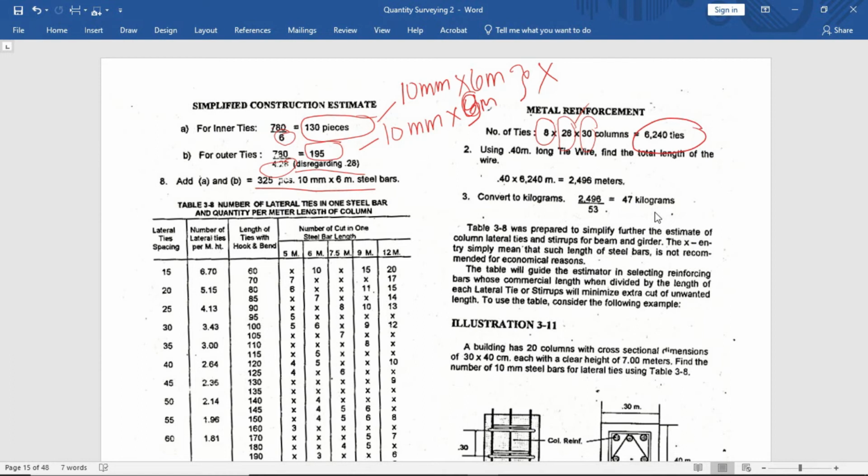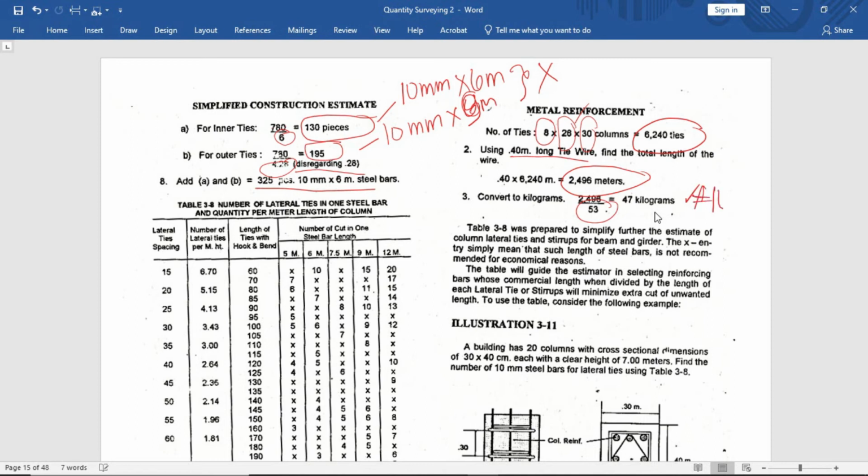So, gamitin natin dito is 0.4 meter long tying wire. So, 0.4 times 6,240 is 2,496 meters. So, divided by 53. Alam na natin kung saan galing ang 53 para maging kilogram. So, 47 kilograms of tying wire.